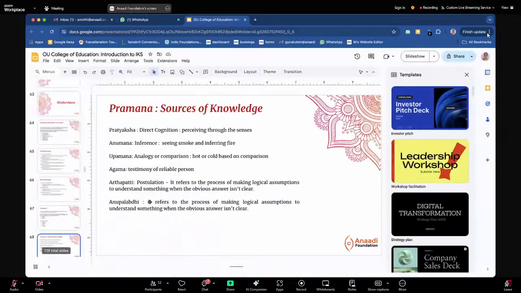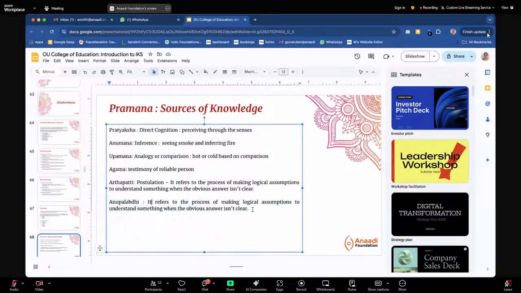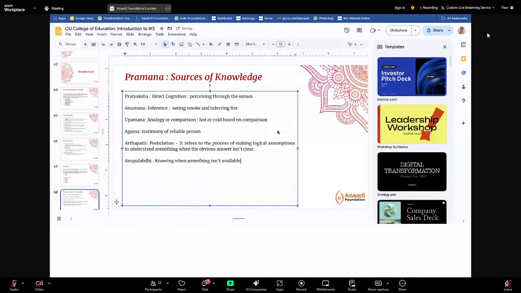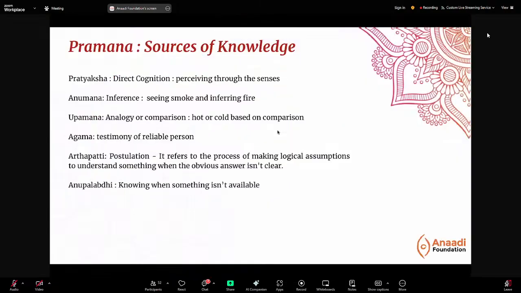Anupalabdhi is actually knowing when something isn't available. So when something isn't available, you know through the absence of that. For example, today I'm saying strength is less, right? Because a few people are absent, I know that the strength is less, so many people are absent. I am cognizing their absence, right? So that is anupalabdhi. Upalabdhi means available. Anupalabdhi is not available. Through something's unavailability, you know that particular thing. So these are different sources of knowledge.